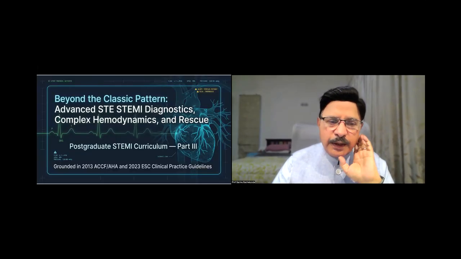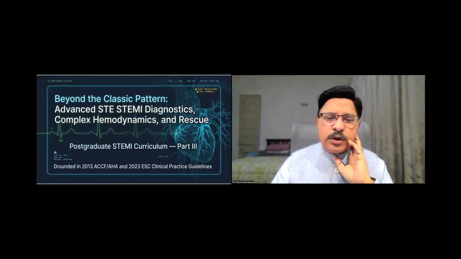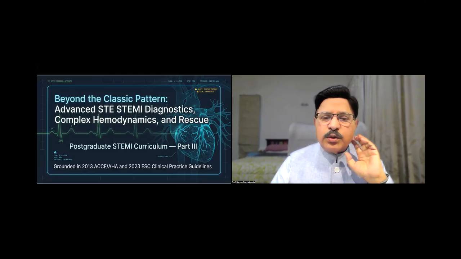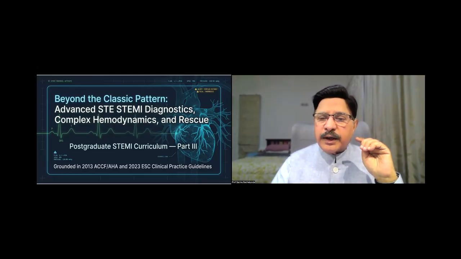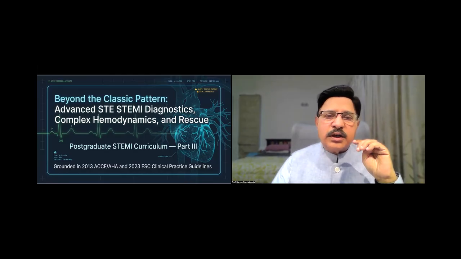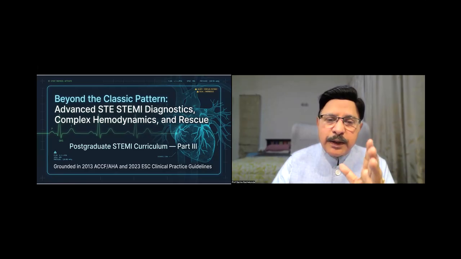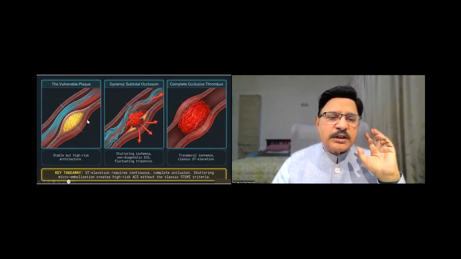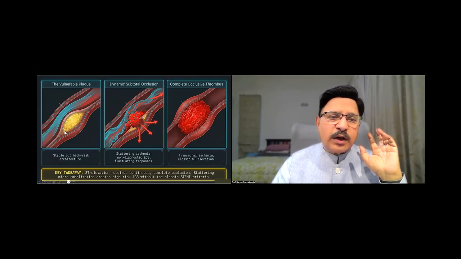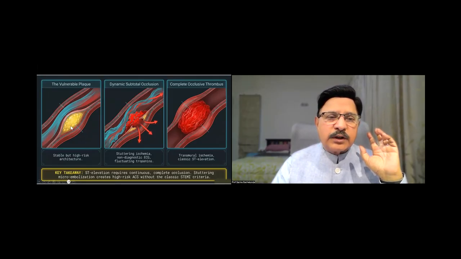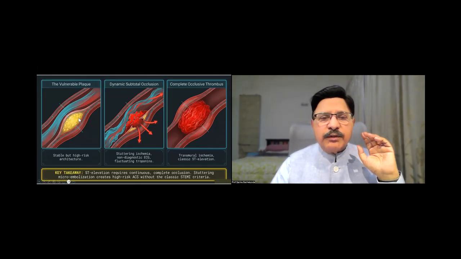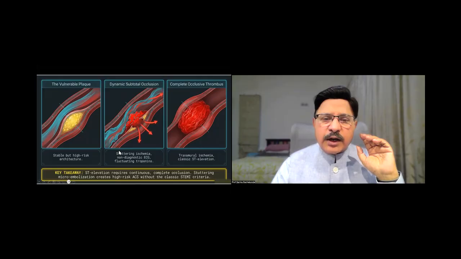Now, the final part. Here, again grounded in the 2013 ACCF/AHA and 2023 European Society of Cardiology guidelines: advanced STEMI, ST elevation diagnostics, complex hemodynamics, and rescue. This is beyond the classical pattern. You see, this is the subtle but high-risk patient. In the plaque architecture, there is a thick platelet-rich and fibrin-rich cap on top, and there is a lipid core. This is called the vulnerable plaque. If the vulnerable plaque ruptures, there is stuttering ischemia.